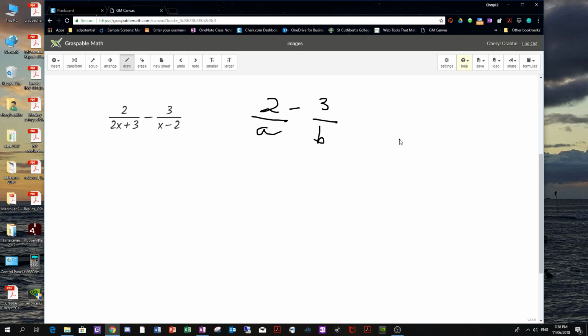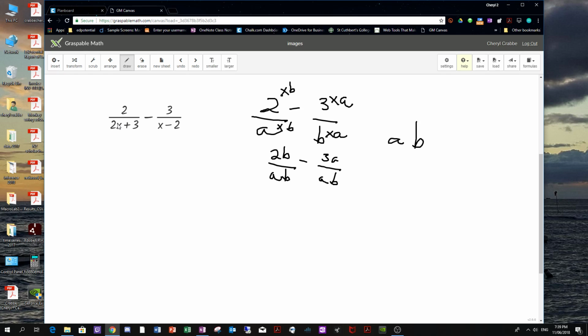And so ab is my common denominator. And so with this, I'm going to multiply by b to get that common denominator of ab, and whatever I do to the bottom, I'm going to do to the top. And then over here, I'm going to do the same thing with the a, and multiply both the top and the bottom by a. And you can see how this works. I get 2b over ab minus 3a over ab.